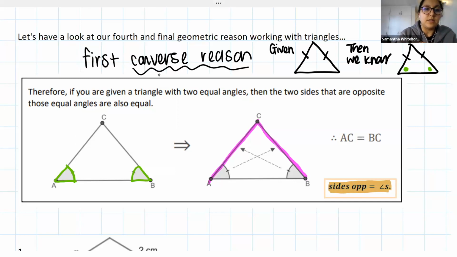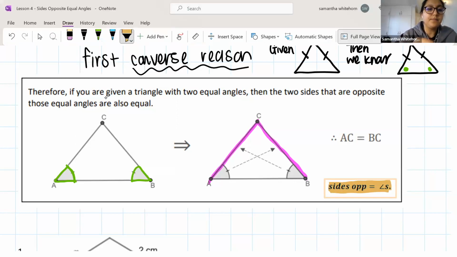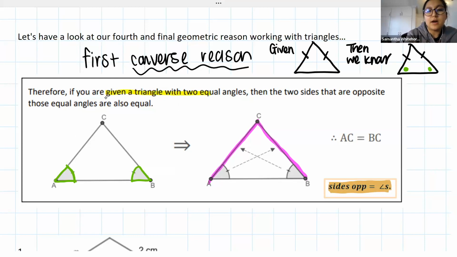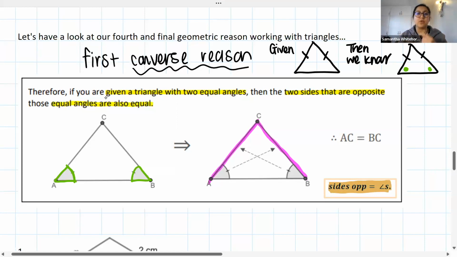So again, just get a better system going on here. If you are given a triangle with 2 equal angles, then the sides opposite the angles are also equal. So it's like the opposite or the inverse or the converse of the latest reason that we learned. Like I say, this does not come up a lot. It can come up, but it doesn't come up a lot, which is why we're sort of ending off with this, so that you've seen it. It is useful to know, but it's not something that we're going to test you like 40 marks on in a test.